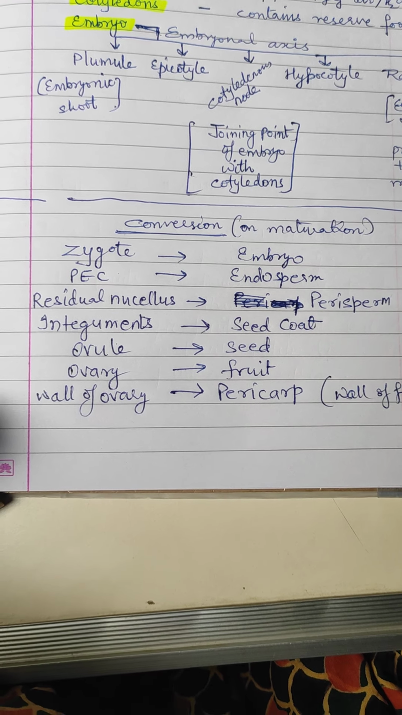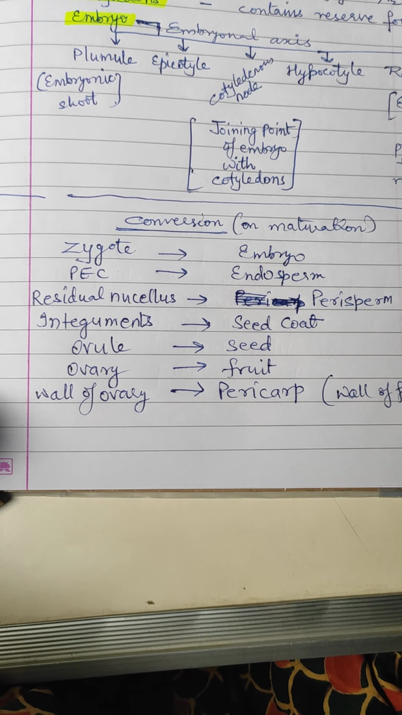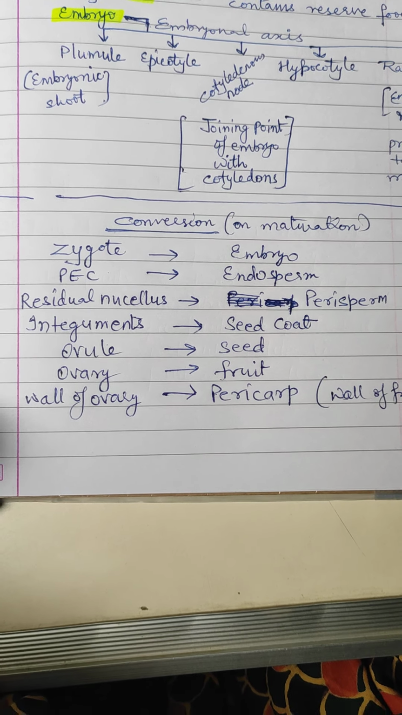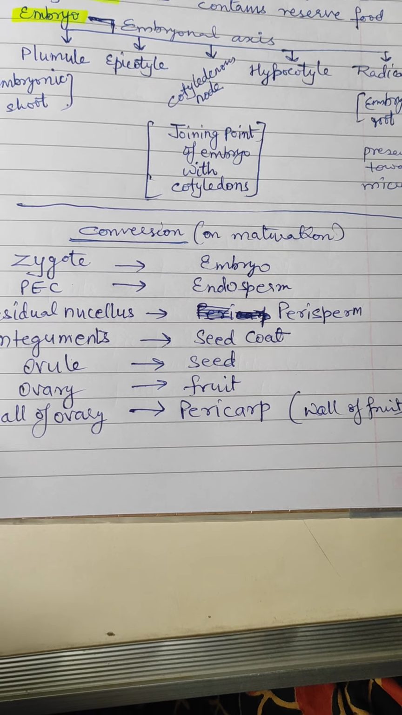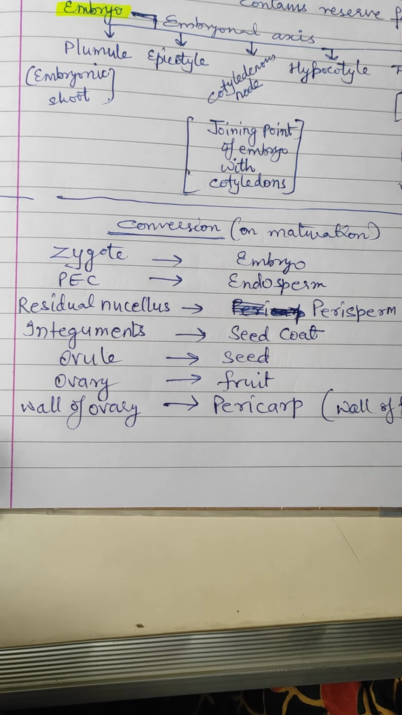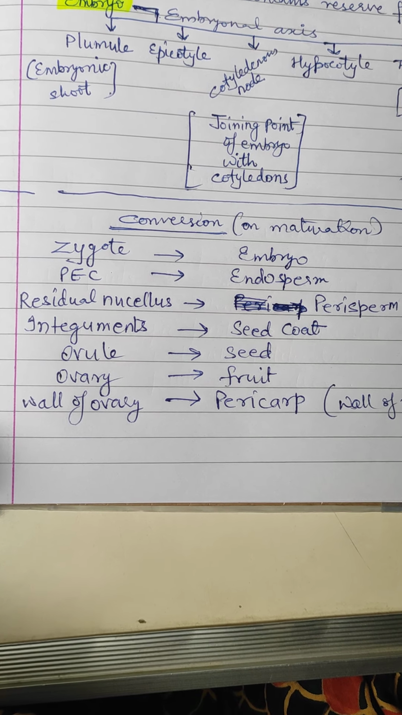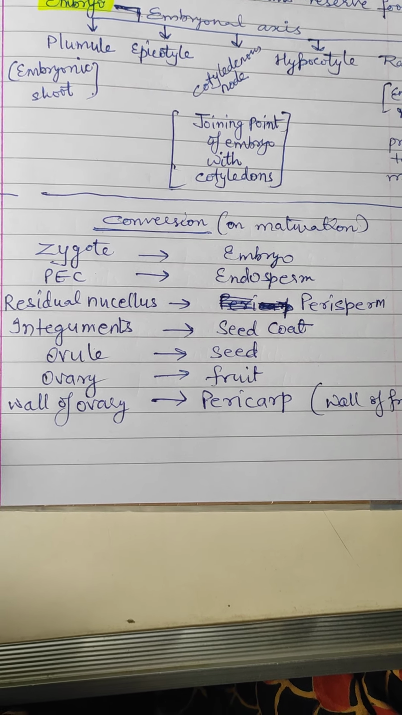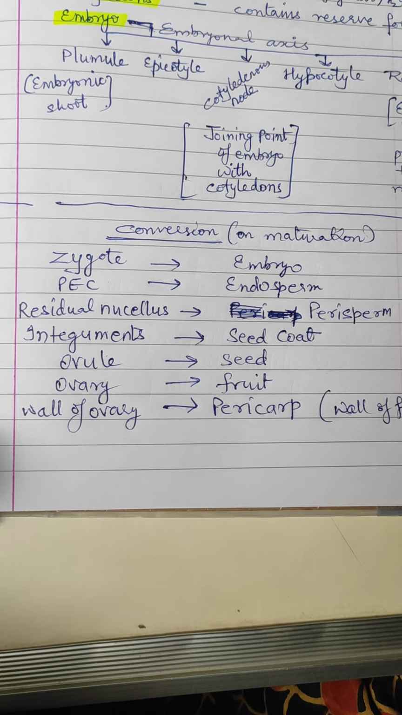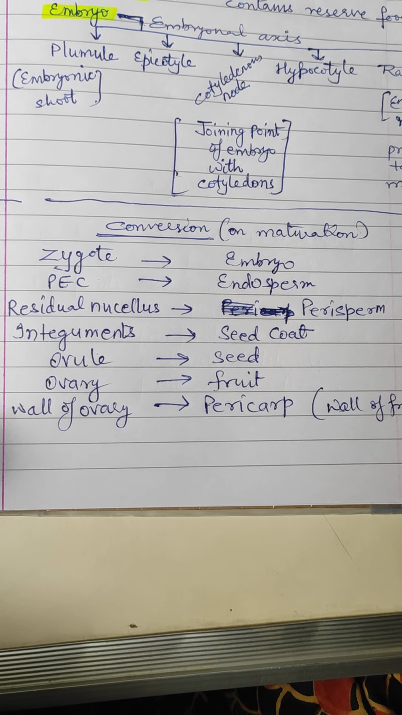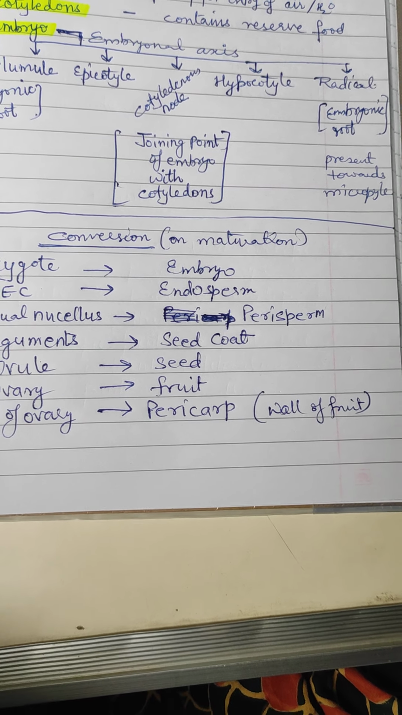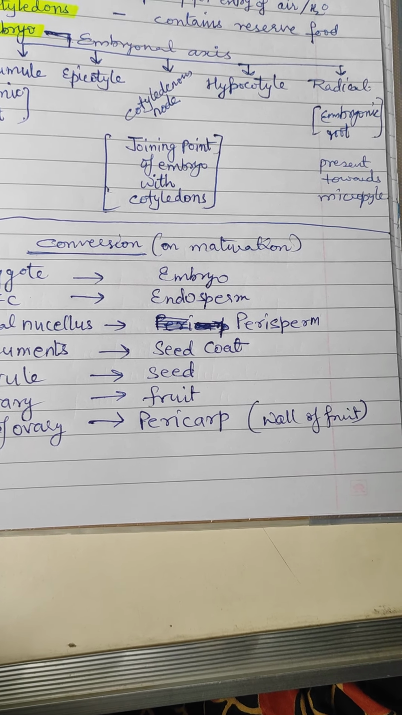Nucellus, the cells which were outside embryo sac. In some fruits, we can see some residue of nucellus, which is called as perisperm. Integuments which were present in the ovules are now converted into seed coat. Ovule is converted into seed, ovary into fruit. The outermost layer, wall of the ovary, is now the outermost layer or the wall of the fruit, known as pericarp.